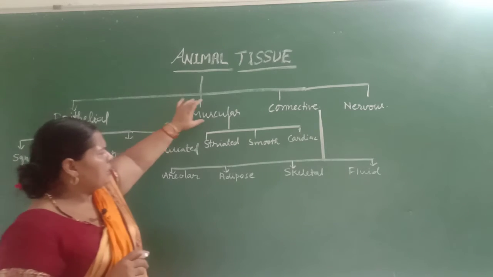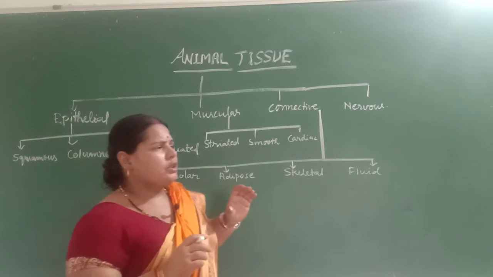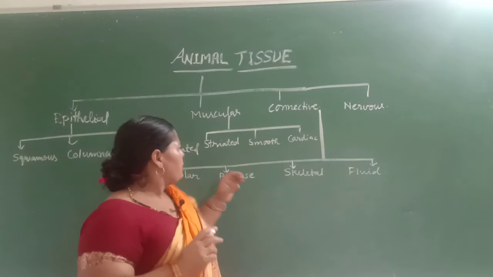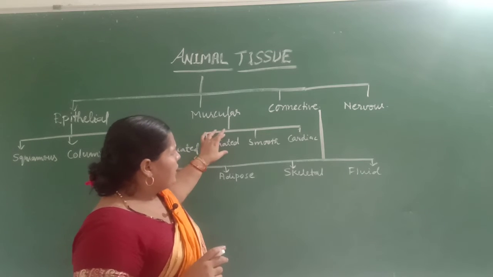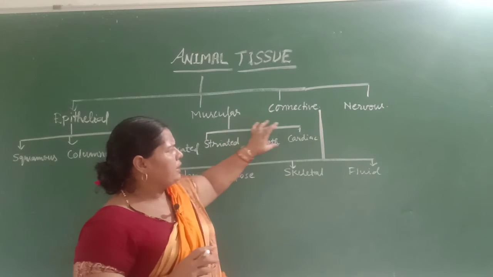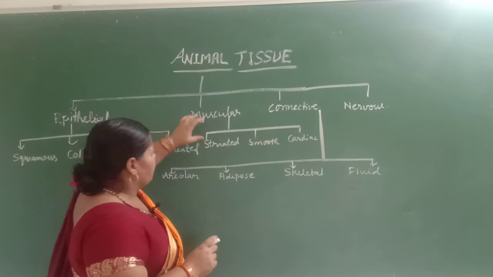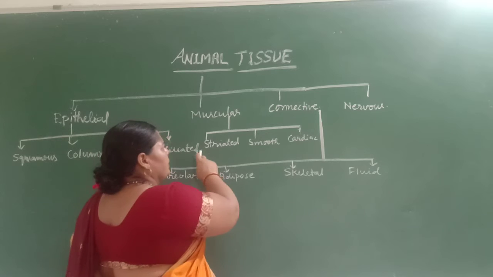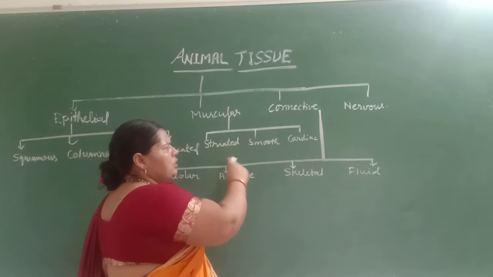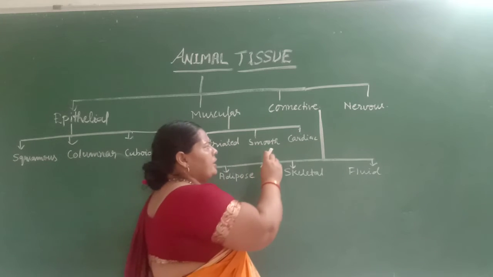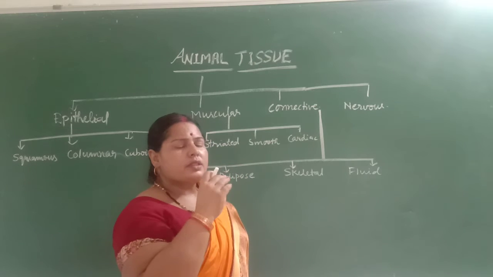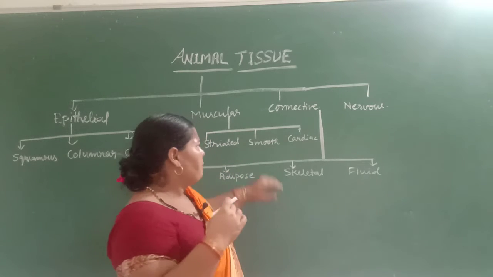Next is the muscular tissue. Muscular tissue is divided into 3 groups: first the striated muscle, second the smooth muscle, third the cardiac muscle. Striated muscle has a striped structure. Smooth muscle has a round structure. Cardiac muscle is found only in the heart.